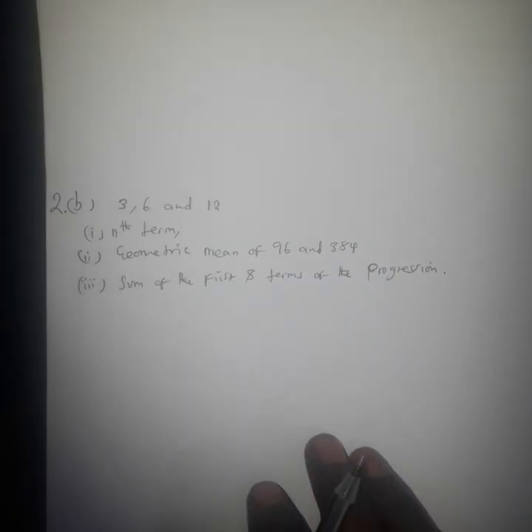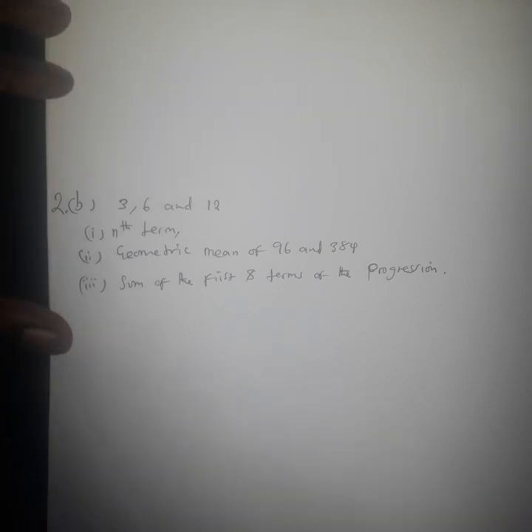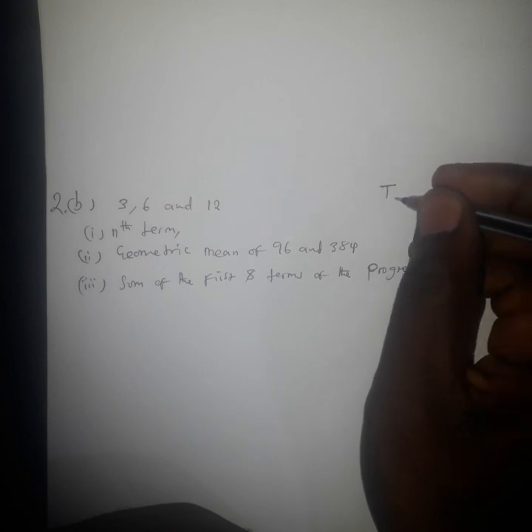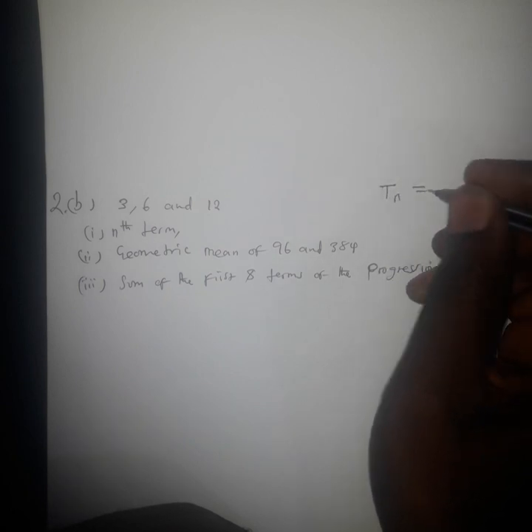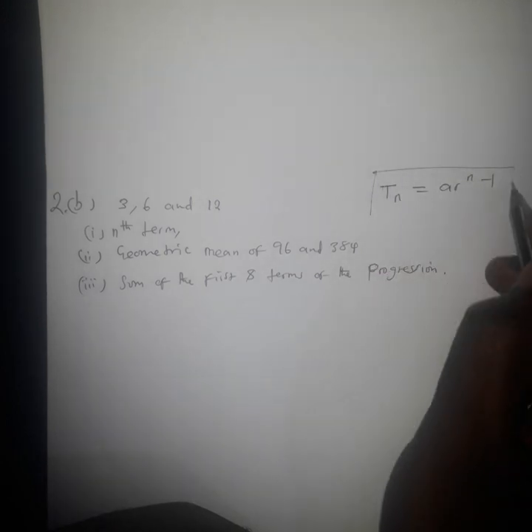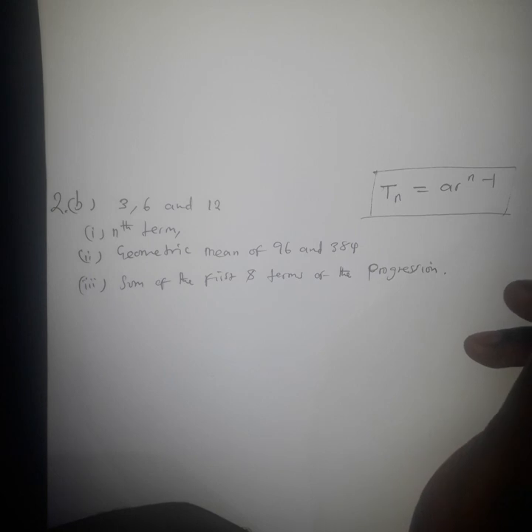Coming to question number 2b, we have been given a sequence or series of numbers where we have 2, 3, 6 and 12, and we are expected to find the nth term of this geometric progression. So in order for us to find the nth term of the geometric progression, we understand that we can use the formula Tn is equal to ar^(n-1). This is the formula for the nth term of the geometric progression.